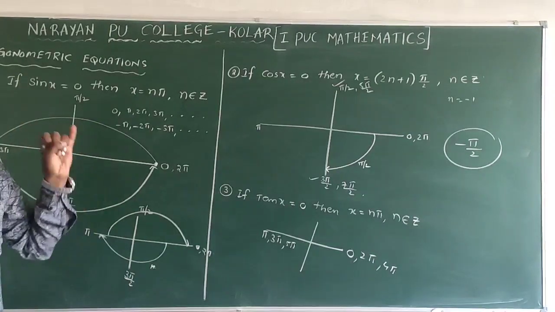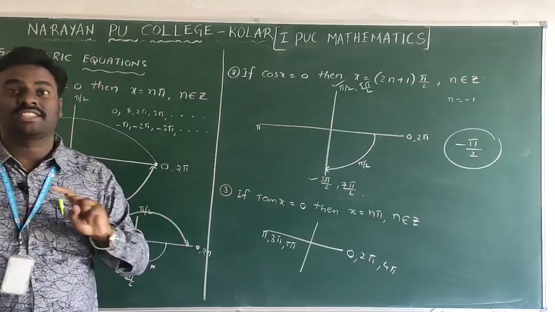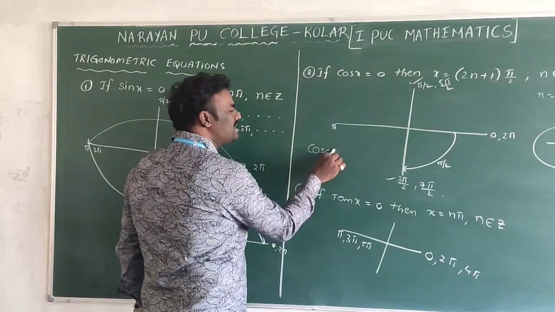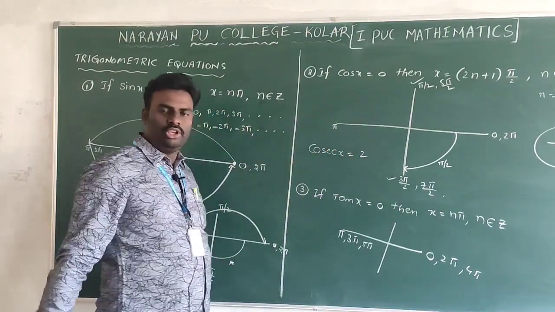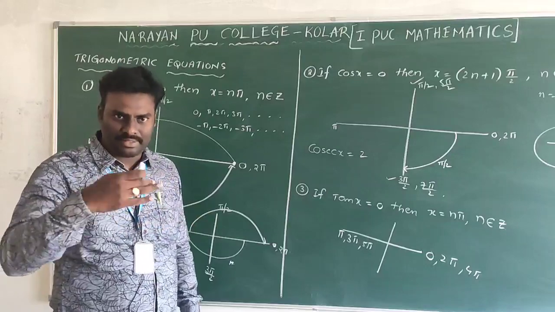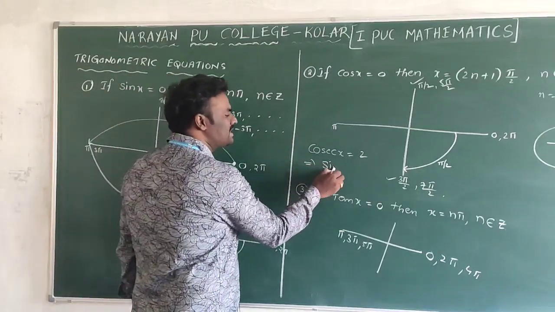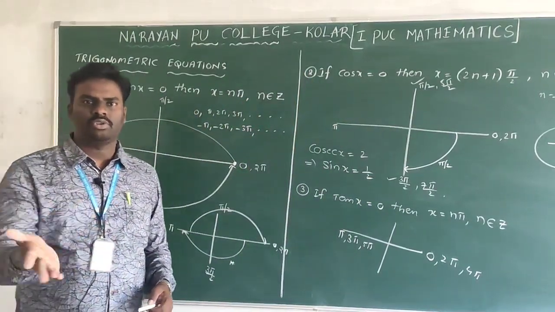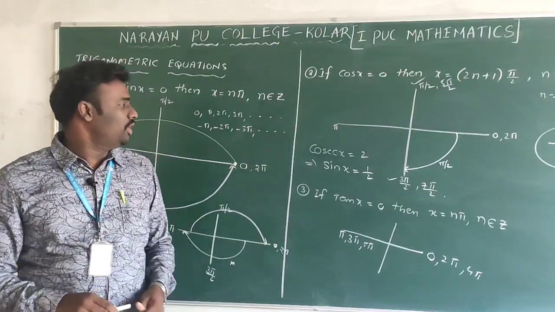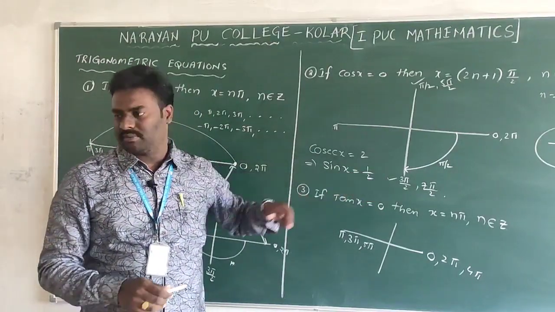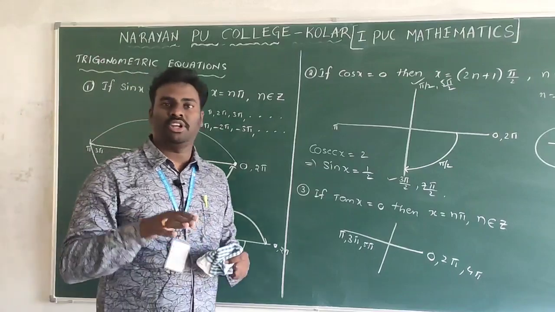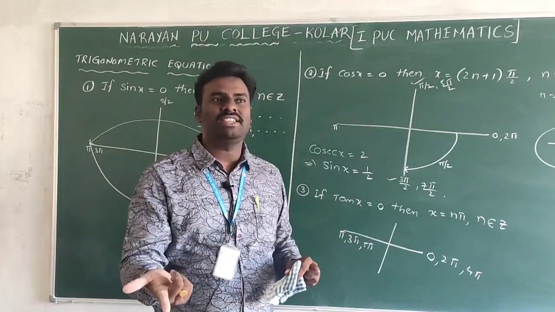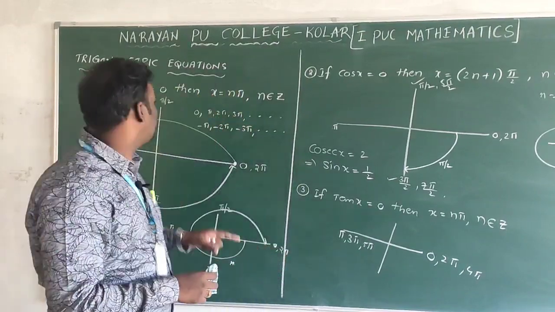I am not explaining cosecant, secant and cot in this concept. Why? For example, if the question is given as cosecant x is equal to 2, you need to convert this equation into sine. That implies I can write sin x is equal to 1 by 2, because cosecant is the reciprocal of sine. We know the general solution for sine. That's why if any cosecant function is there, you convert into sine. Any secant function is there, you convert into cos. Any cot function is there, you convert into tan. So these are the three general solutions.